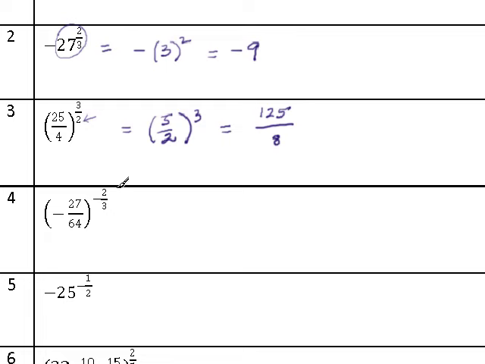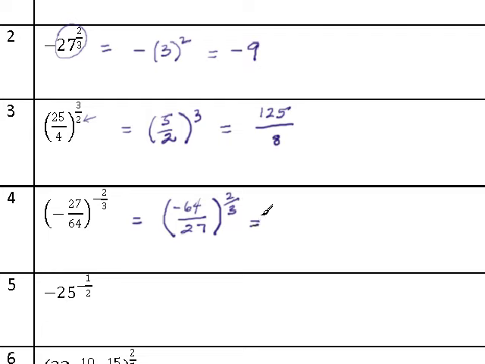All right, in number 4, we have this negative fraction and a negative exponent. So we're going to start by taking the reciprocal of the fraction and making that exponent positive. So that would be minus 64 over 27. So there's the reciprocal. And notice I attached that negative to the 64. You could attach it to the 27 or to the 64. It doesn't really matter. Make the exponent positive now.